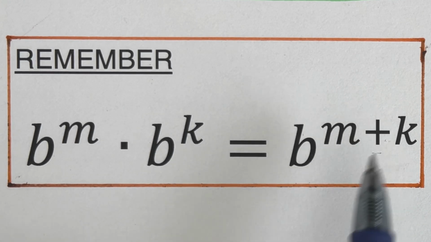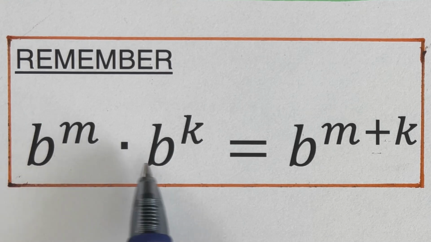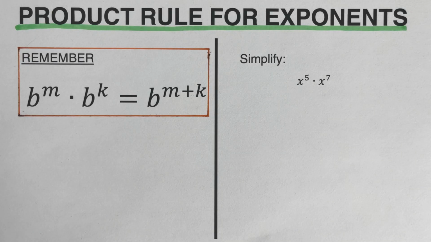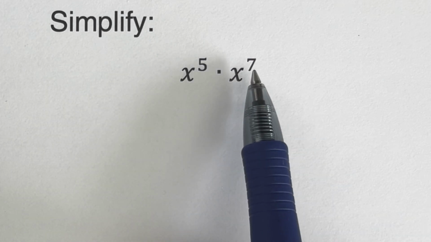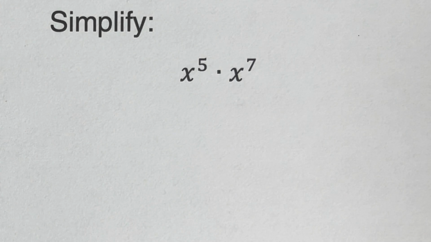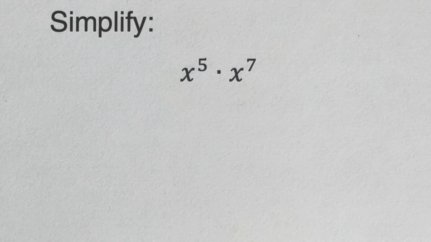Now, please remember that this works only if both bases of the ones that we multiply are the same. Now, let's take this first example right here. So we are given x to the 5th power times x to the 7th power. We are going to simplify this given expression using two methods.